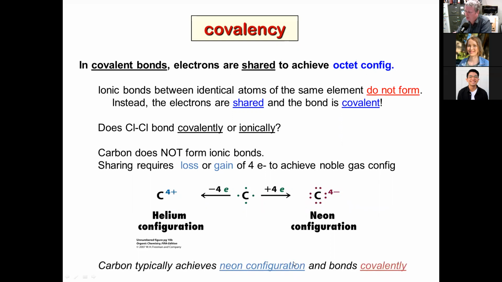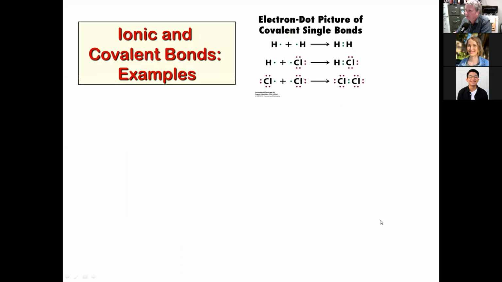Okay, so carbon typically achieves neon configuration and bonds covalently with things, 99% of the time. A couple examples of ionic and covalent bonds. This shows hydrogen, how 2 H dots would form a covalent bond to make H2. H dot and Cl form a covalent bond to make HCl. 2 chlorines would form a bond, and both of them have full octets. Cl2, right?